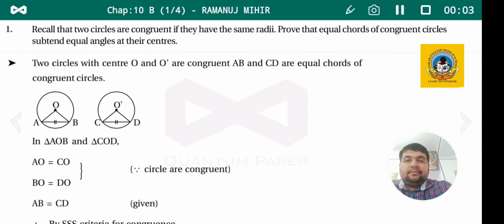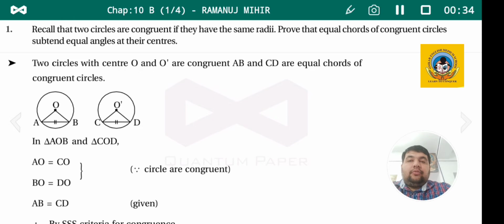Hello everyone. So, today we are going to start exercise number 10.2 from chapter 10, Circles. Okay, so let us start. Question number 1, that is, all the sums are on the base to prove something. So be careful when you are writing the argument.